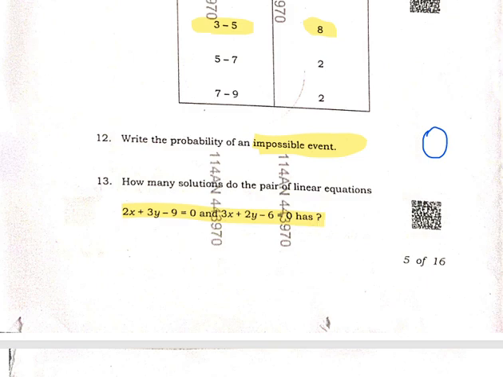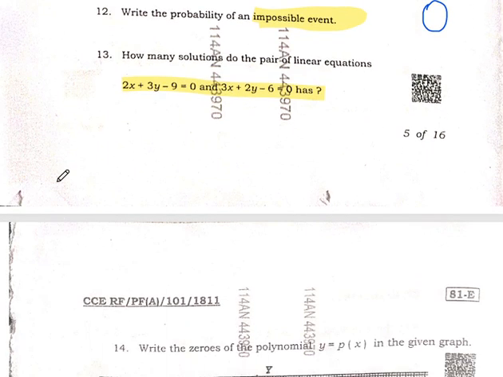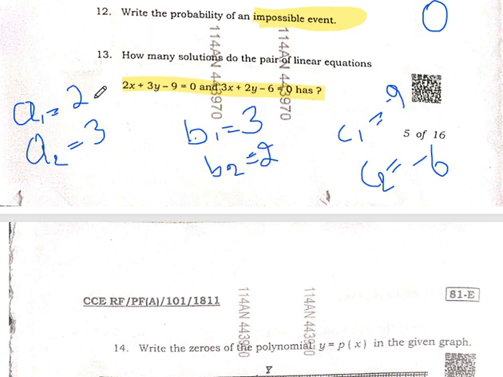Here, first you have to collect all the data. That means A1 is how much? A1 is equal to... Here I'm collecting all the values: from equation 1, you get A1, B1, C1, and from equation 2, you get A2, B2 and C2.